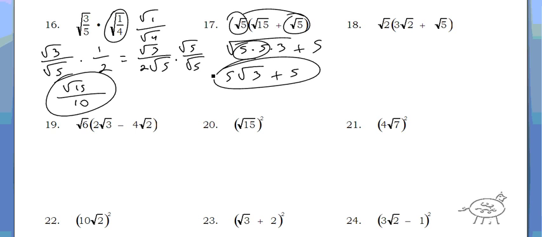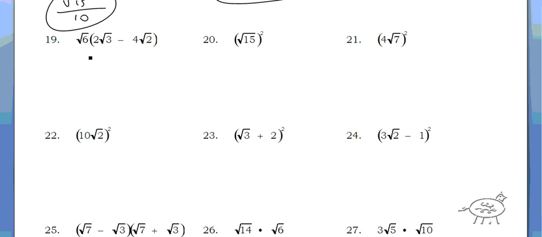Okay? Next one, root 2 times root 2 is just 2. So it's 3 times 2, plus root 2 times root 5 is root 10. So it's 6 plus root 10.